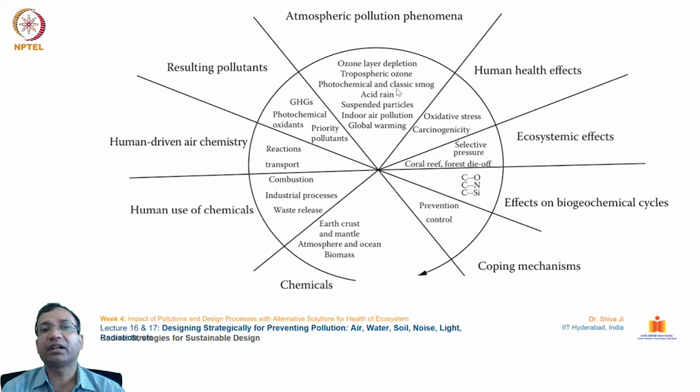If you see this atmospheric pollution phenomenon, obviously we are all aware that it causes ozone layer depletion. It works by depleting the ozone, which is the protective layer at the top of our atmosphere, in the higher altitude, which covers the entire globe. It saves us from the ultraviolet radiation from space, from the sun.